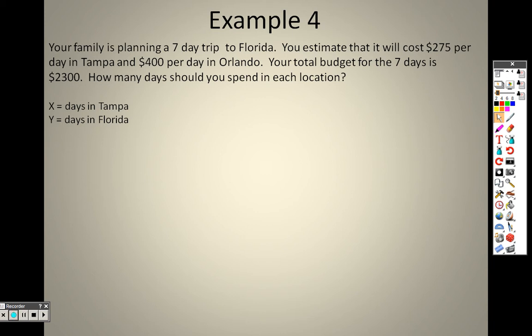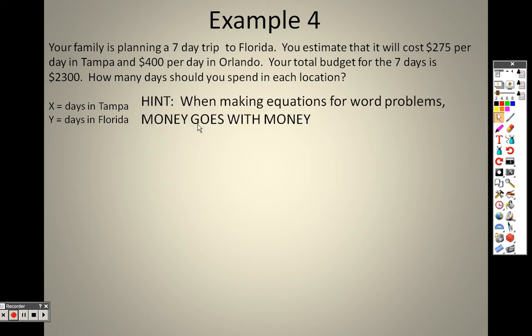Okay? So when I'm doing this, I know what it costs, and it says per. Whenever you see that word per, that normally means multiplication. So what this is saying is that we'll spend $275 per day in Tampa. So it's 275x. Then we have y, and y is days in Florida, and we have a per here again, and it says 400 per day. So 400 times the days in Florida. Orlando is in Florida, so that will be y.